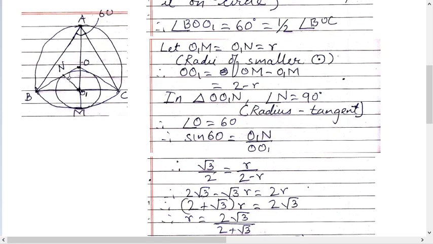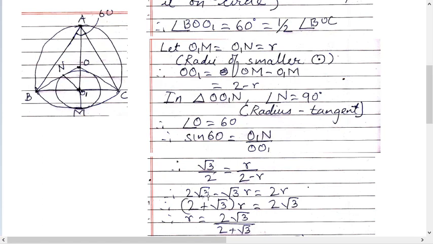So you can apply the formulas for sine, cos, tan. So sine 60 equals opposite upon hypotenuse. Opposite is O1N, upon hypotenuse, that is OO1. In this triangle ONO1, pay neat attention to this OO1. But sine 60 you know, that is root 3 by 2, equals O1N, which is R, we have just assumed it over here, and OO1 is 2 minus R, we have found out. Now solve this, you will get R.